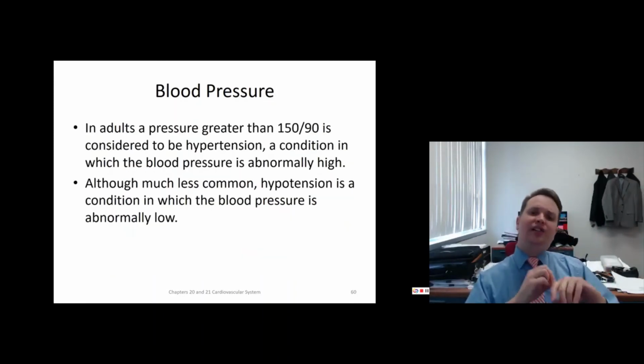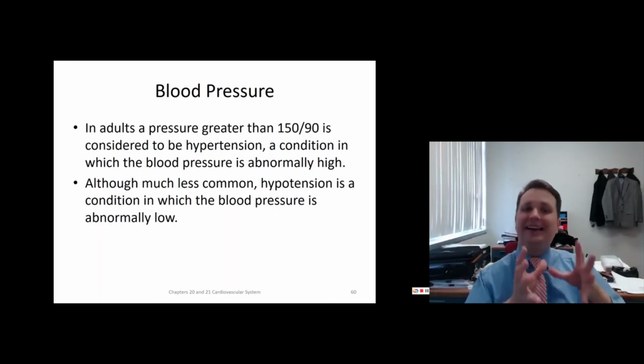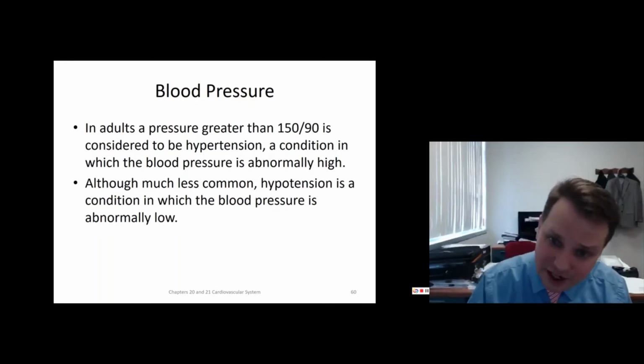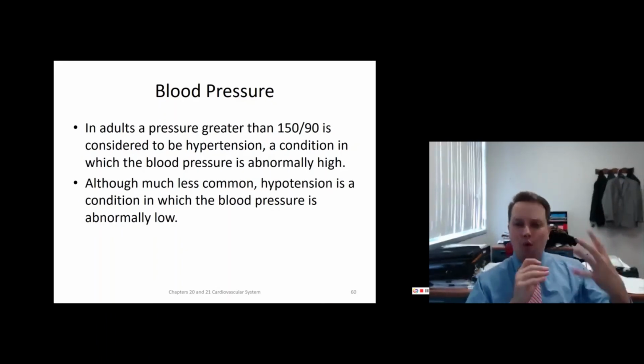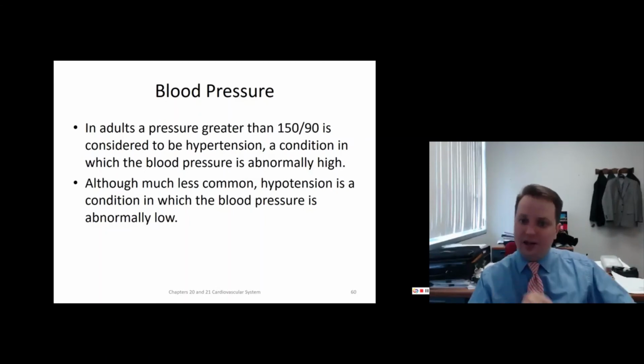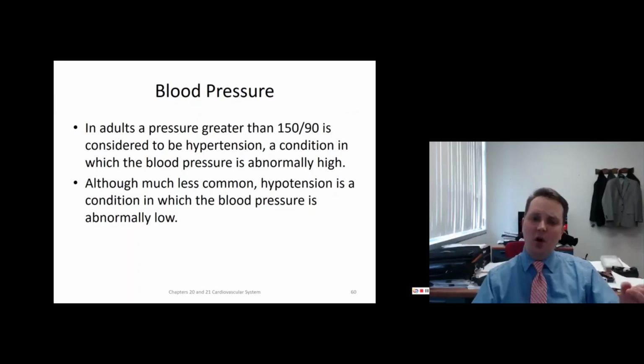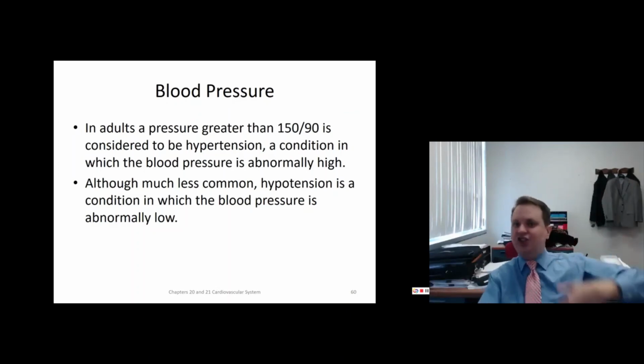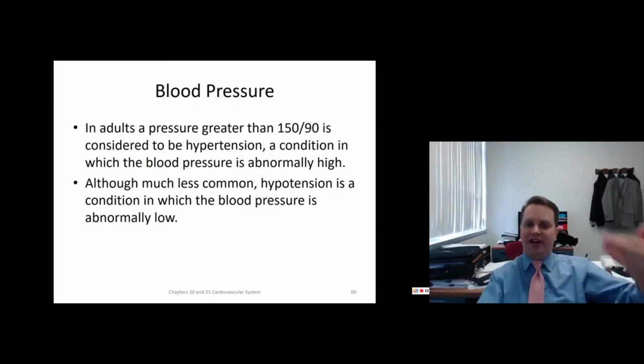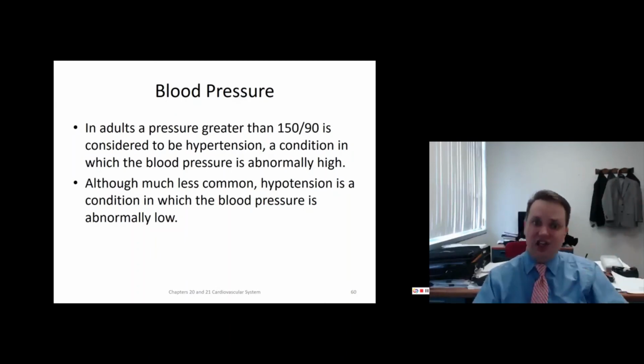Now, if it's over 150 over 90 consistently, it's called hypertension. You can't have just one reading of 150 over 90. That is a hypertensive measurement. That is high. But for somebody to say that you are truly hypertensive, you want to consistently have these readings greater than 150 over 90, multiple times.